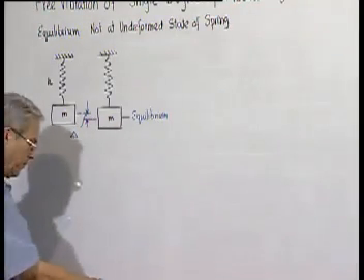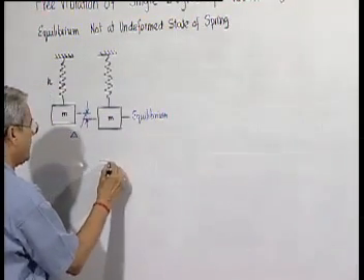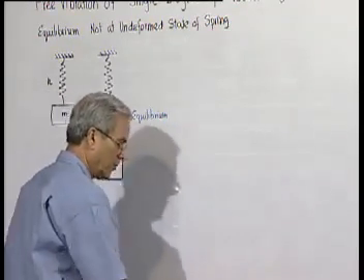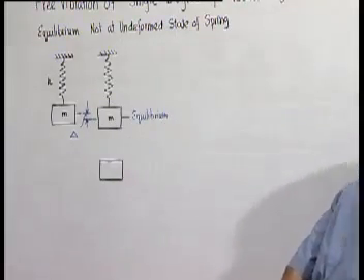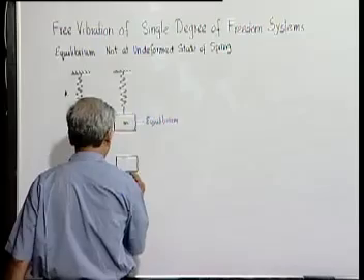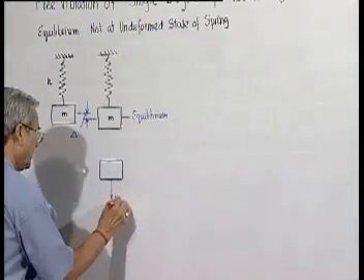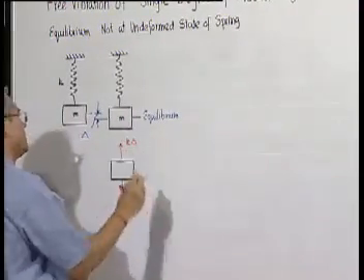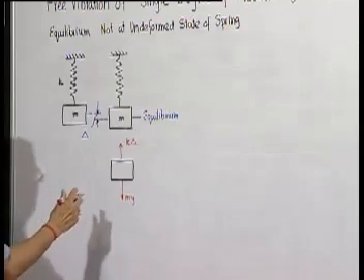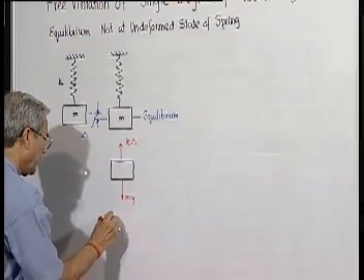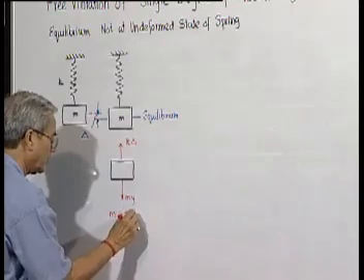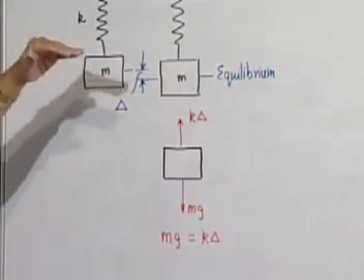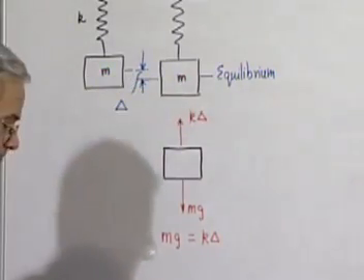Now, what is the equilibrium situation? What does it signify? That the total vertical force on this mass, one is the weight, which is mg, and the other is the spring force, which is k into the deformation of the spring, that is delta. And of course, since it is in equilibrium, mg must be equal to k delta. We measure the displacement always from the equilibrium position.